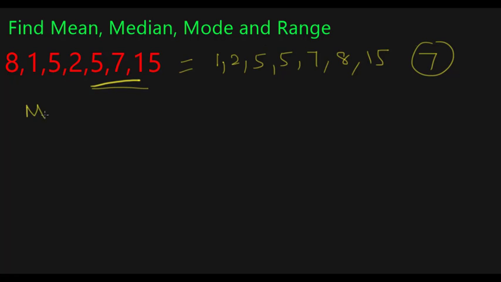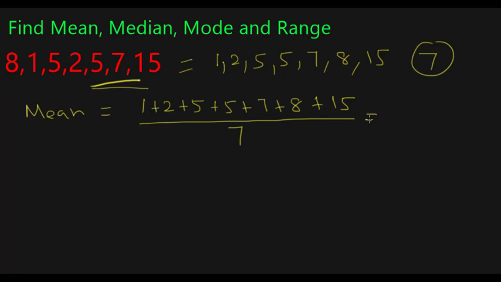Now how to find mean? To find mean we need to sum up all the numbers and divide by the total number of records in the data set. So I'm going to write 1 plus 2, 3 plus 5, 8 plus 5, 13 plus 7, 20 plus 8, 28 plus 15, 43, divided by 7, which is 43 divided by 7, 6.14 approximately.